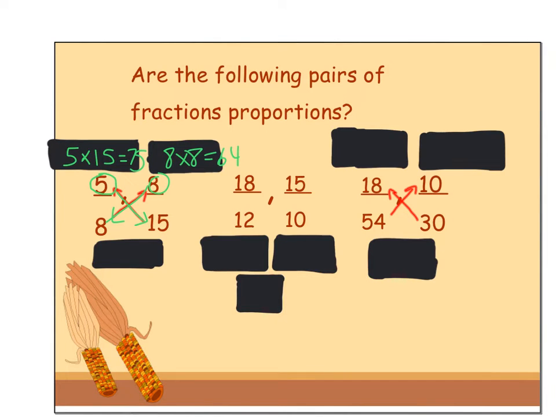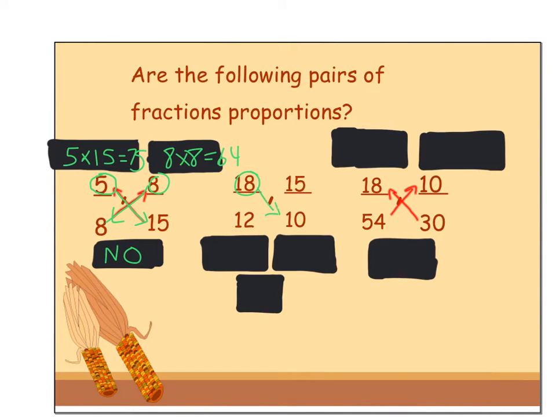In this example, guys, this would be an example of two fractions that are not proportional. 75 is not equal to 64. So if we wanted to answer that question, you would simply write no. Are the following pair of fractions proportions? No, they are not. Okay, let's move on to our second set of fractions here.